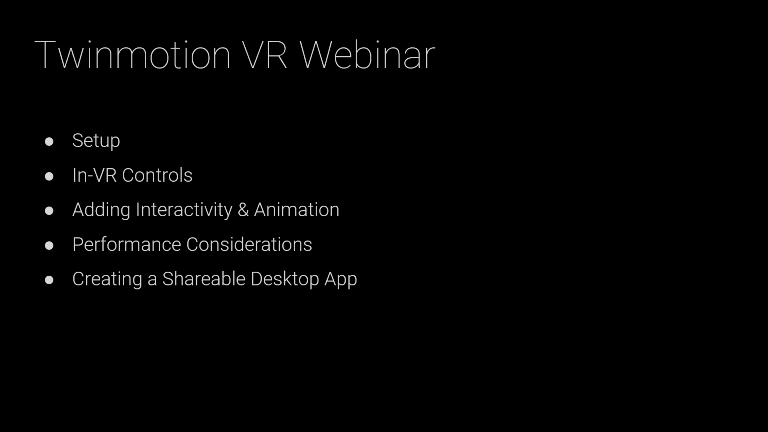Then, we'll look at how to add life to our scene by adding some animated vehicles and characters, as well as interactive doors. From there, we'll cover some of the important performance considerations when developing for Twinmotion VR and how to get the most out of your application. Finally, we'll look at how to build the final shareable application.